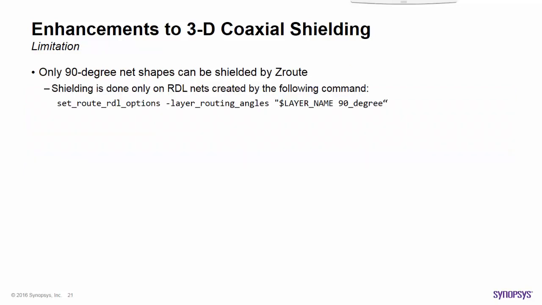Limitation. Currently, we have this limitation that only 90-degree net shapes can be shielded by ZRoute. Shielding is done only on the RDL nets created by the following command shown in the slide.